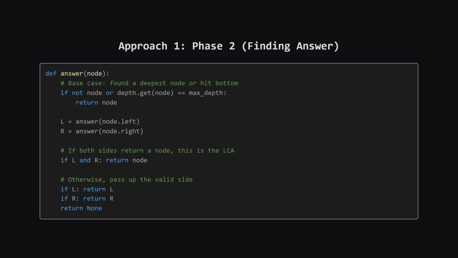Now for the second phase. We traverse again. If we hit a node that has the maximum depth, we return it immediately. If not, we ask our left and right children for an answer. Here's the key logic. If both the left child and the right child return a non-empty result, it means there are deepest nodes on both sides below us. That makes the current node the lowest common ancestor. If only one side returns something, we just pass that result up the chain.